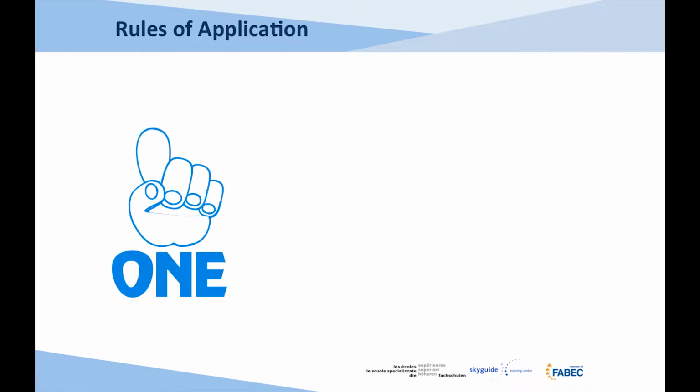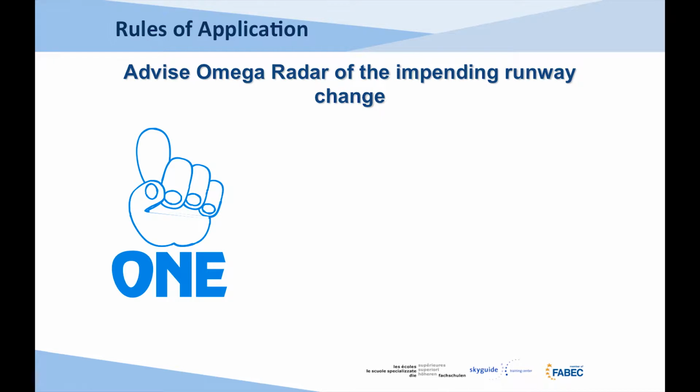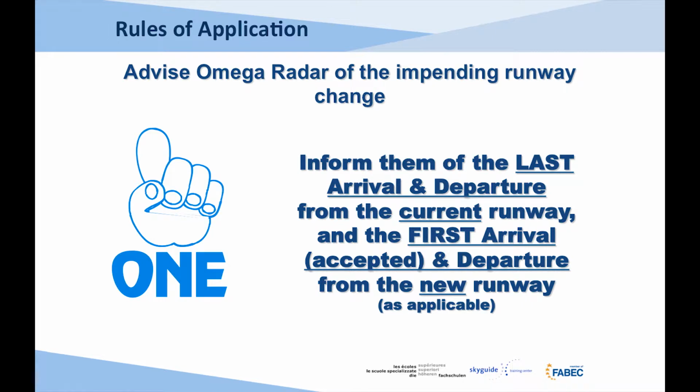Let's now have a look at the rules of application, or in other words, how a runway change actually works. The first thing you have to do as soon as you decide to do your runway change is advising Omega Radar. Pick up your telephone, call Omega Radar and inform them that you will do a runway change. For the purpose of planning, you need to tell Omega Radar additionally what will be the last IFR arrival and departure on your current runway, as well as the first IFR arrival and departure on the new runway. This is important, so try to make it a habit from the beginning of your simulation training to call Omega Radar and give them the required information.